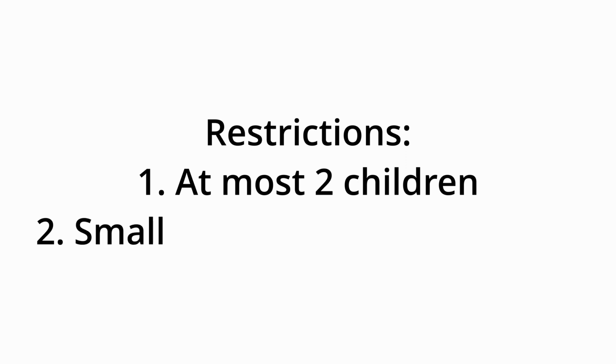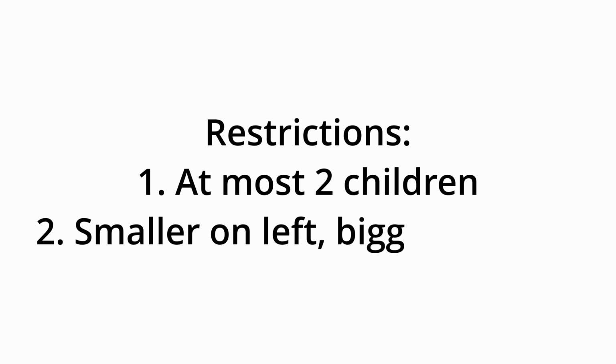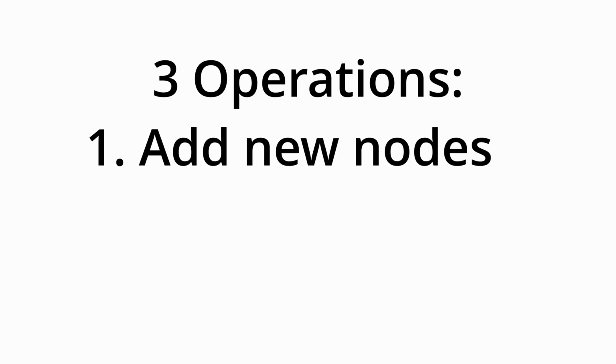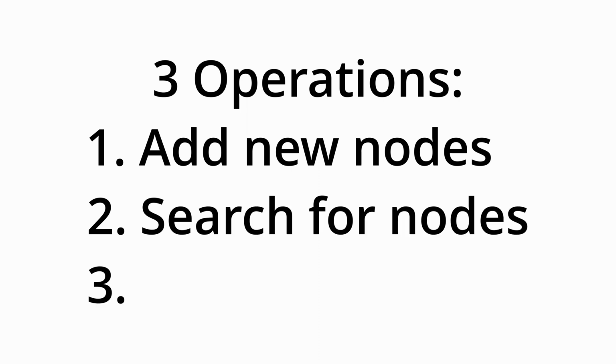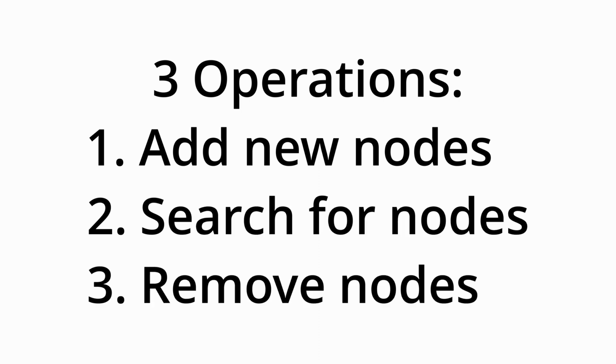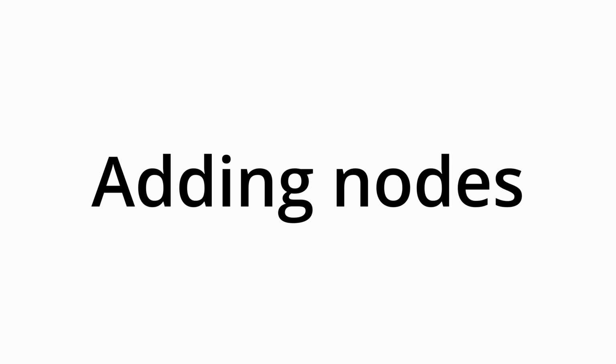First, each node can point to at most two other nodes. Second, all child nodes to the left must have data less than the parent nodes, and all child nodes to the right must have data greater than the parent nodes. There are three main operations that can be done with binary search trees: adding nodes, searching for nodes, and removing nodes. We'll start with adding new nodes.